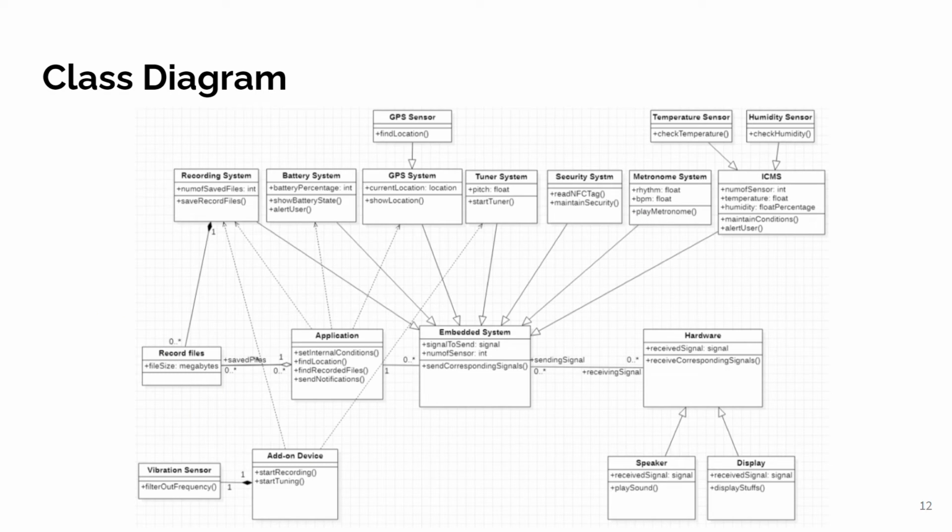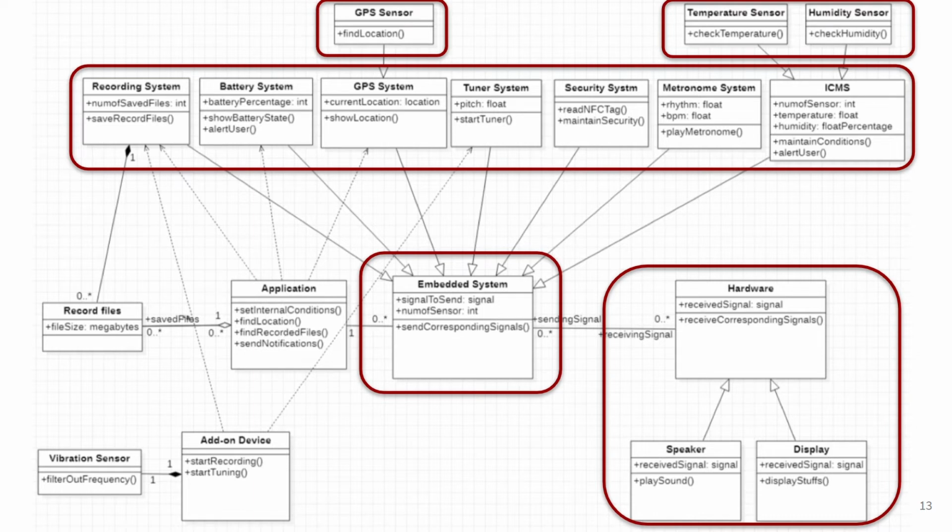This is the class diagram of Conbrio. These circled parts show the class diagram of the embedded system and hardware. The embedded system has 7 subclasses. Each system has a corresponding sensor as a subclass, and they have their own attributes and operations. We can see that the embedded system sends a signal to hardware, and this signal will be received by the speaker and display, which are subclasses of the hardware class.